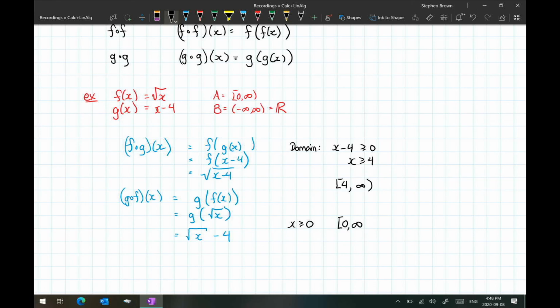Well, hopefully that gives you a little brief overview about how you can take multiple functions and combine them together. Sometimes the hardest part is trying to figure out the domain after you've combined them. Now we'll do some other examples in class, and this is going to be particularly useful when we look at things like the difference quotient in calculus.